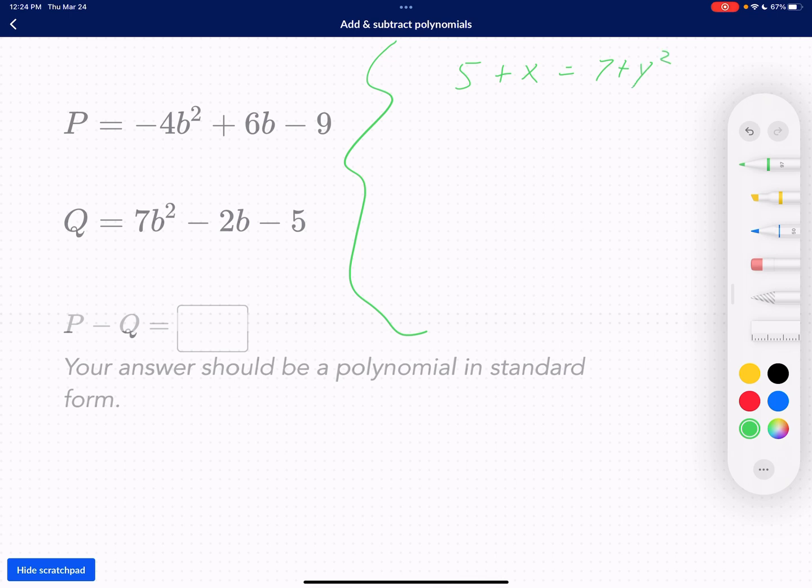If you ever saw an equation that said 5 plus x plus, I don't know, like 10 plus 2x equals, I don't know, y squared, then you could totally just say, all right, well, let's combine these like terms. You get 15 plus 3x equals y squared. And then you could factor out a 3. Remember, that's just reverse distribution.